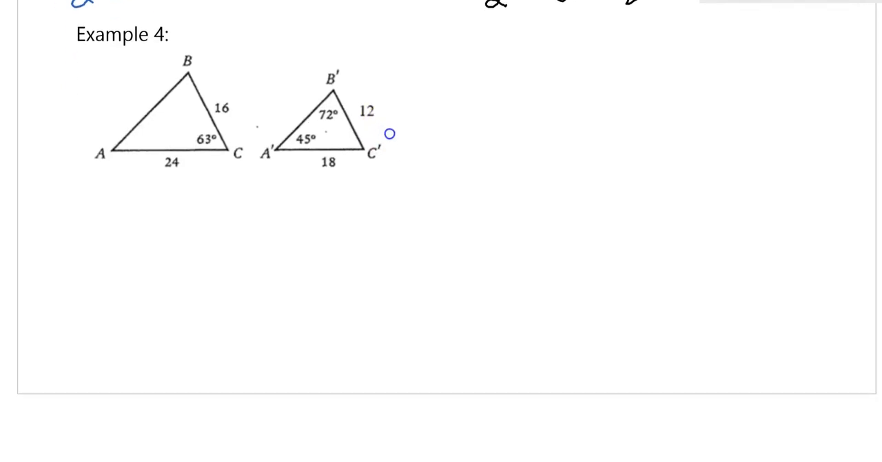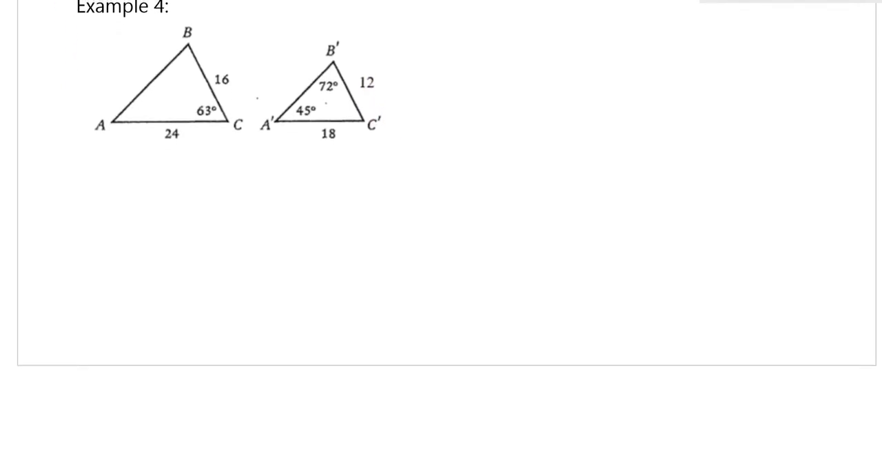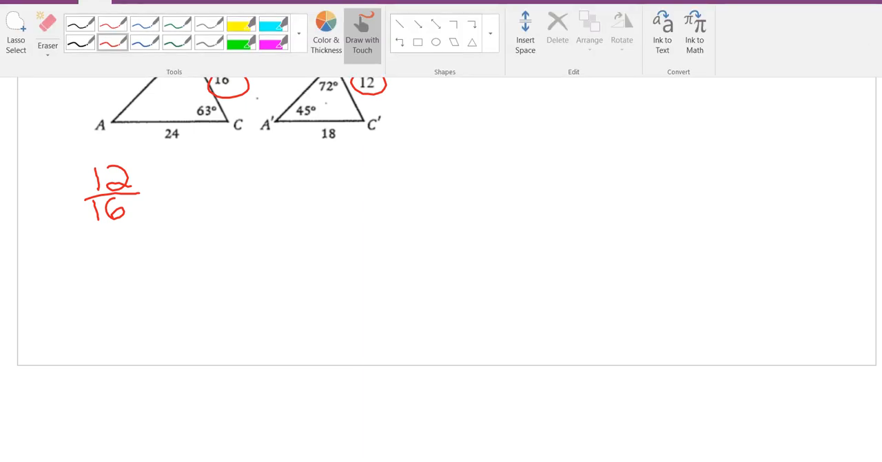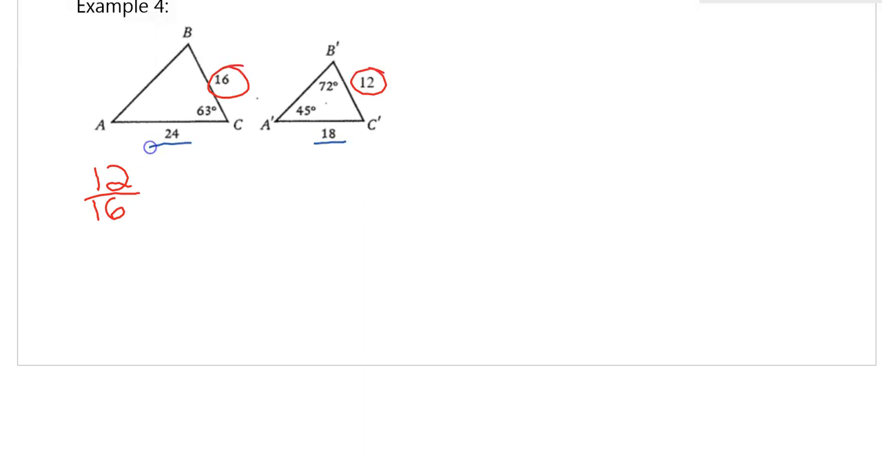All right, last example, example 4. Again, I'm going to start with my sides. Small side, small side. Big side, big side. Okay. 12 over 16 reduces to 3 out of 4. 18 out of 24 also reduces to 3 out of 4. Those are good.